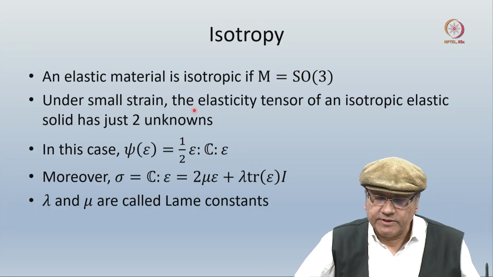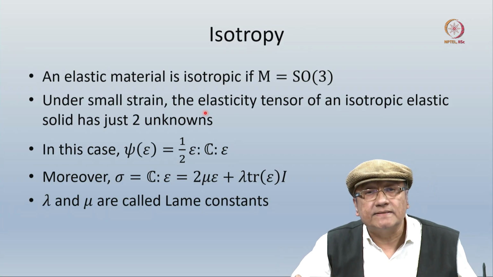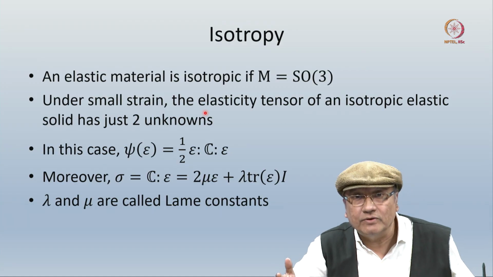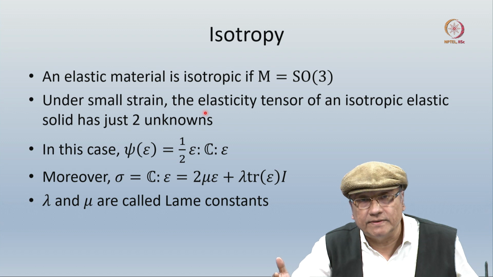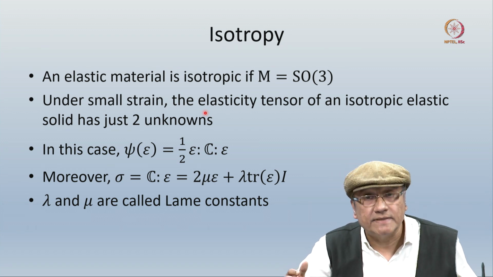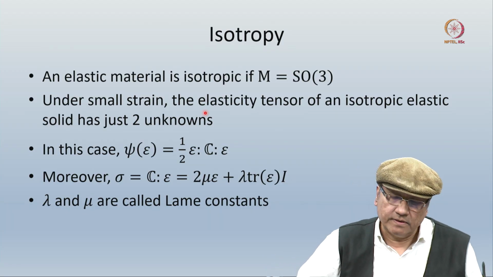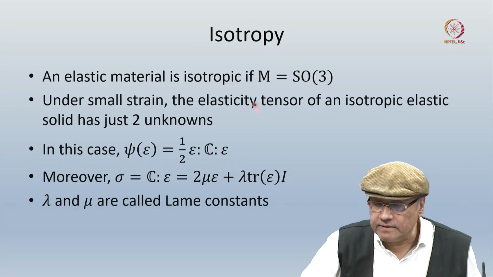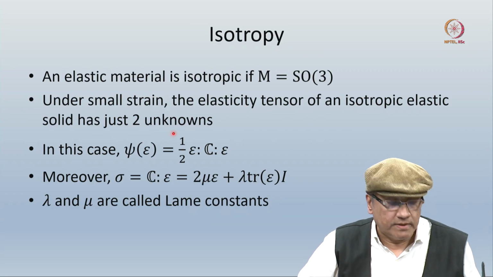Now under small strain, as you may know, the elasticity tensor for an isotropic solid has just two unknowns in general. For the most anisotropic elastic solid, you have this elasticity tensor consisting of 21 unknowns, right. But for an elastic isotropic small strain case, you have just two unknowns.